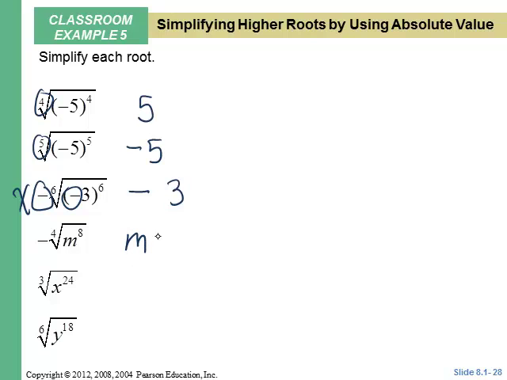This one will be m squared. Notice that's a weird way to do it. They're kind of playing games with you. It's m to the 8th, and then there will be a negative sign out front. This will be x to the 8th because it's a cube root of x to the 24th. This will be y to the 3rd because it's the 6th root of y to the 18th.